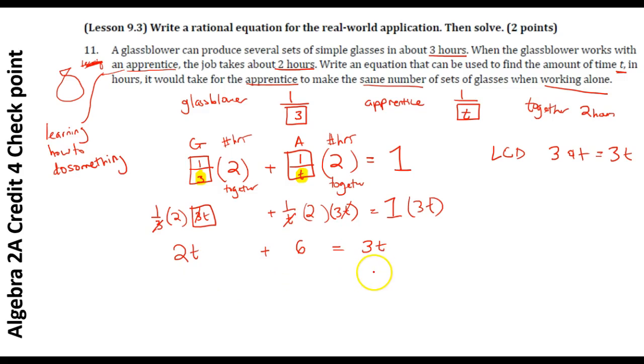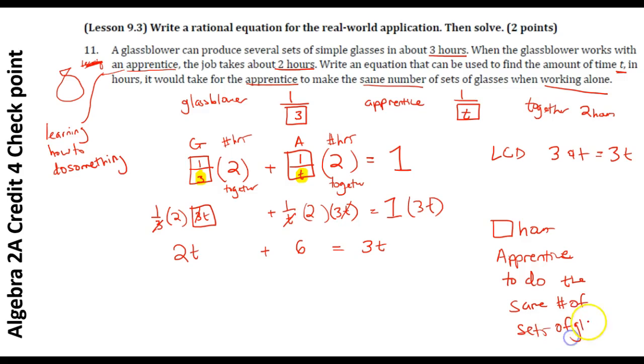So I'm not going to work this out for you all the way, but go ahead and try to work this out and figure out how many hours it's going to take the apprentice to do the same number of sets of glass as the professional that he is learning from. So take some time. I'm not going to give you the answer here, but go ahead and work that out. Okay. Hope this was helpful, and next stop, quiz, and you're done with credit 4.